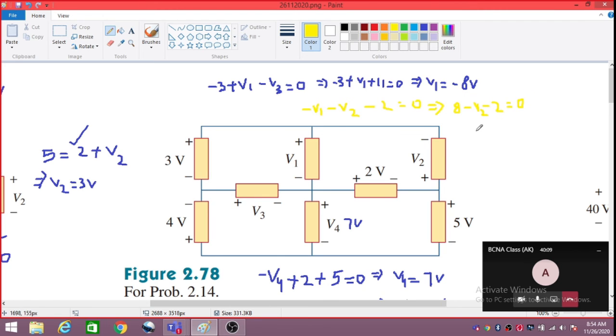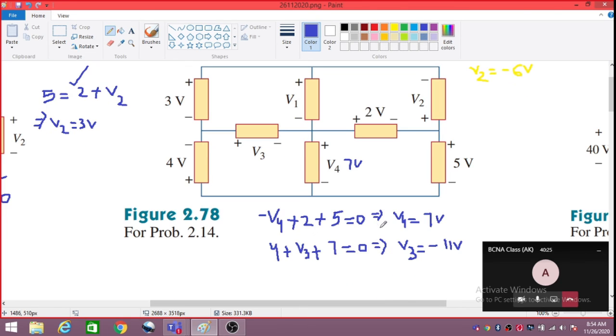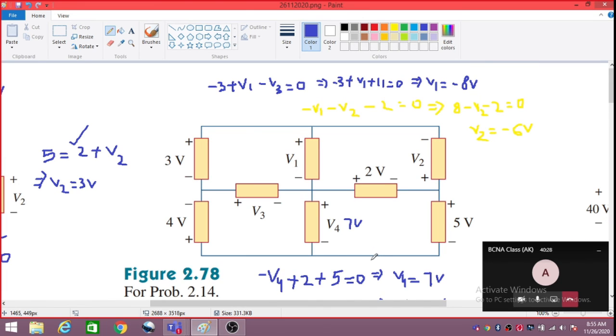Is it right? So what will be V2 then? It will be minus 6 volt. V2 will be minus 6 volt. Got the answer? Minus V2 is equal to minus 6 volt, so V2 will be minus 6 volts.